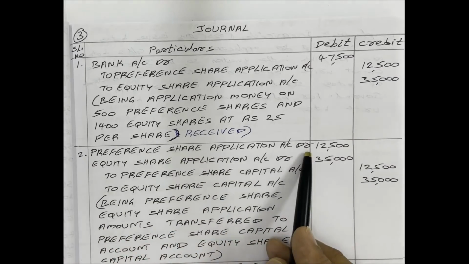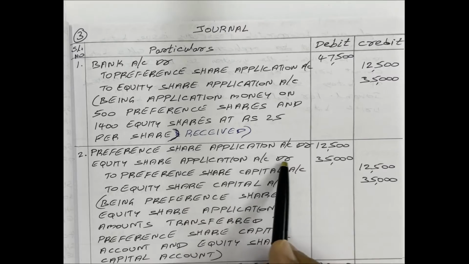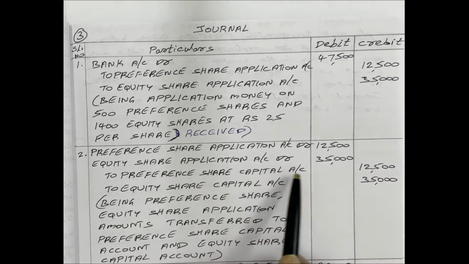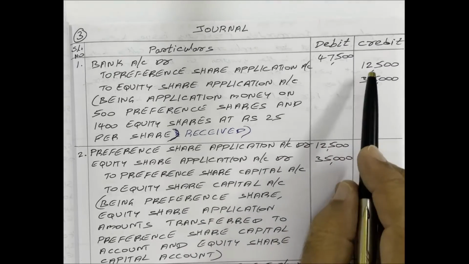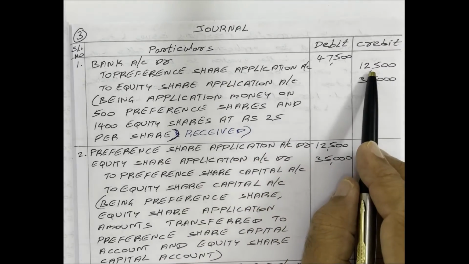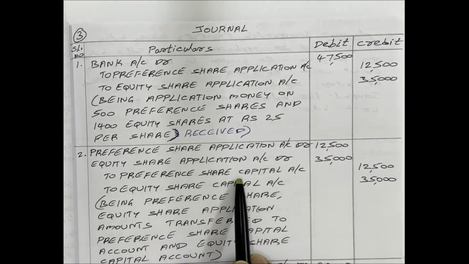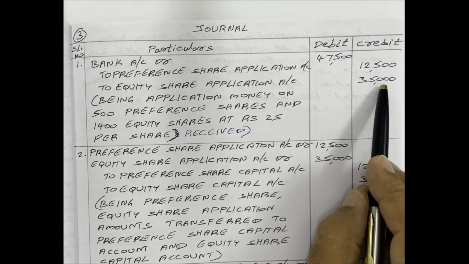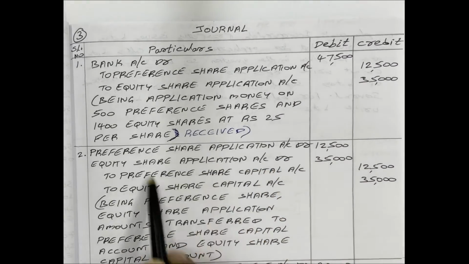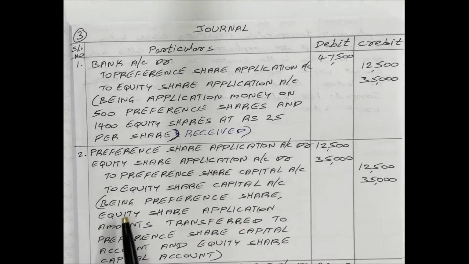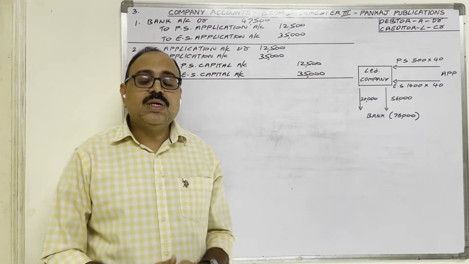Preference share application account debit, equity share application account debit, to preference share capital account, to equity share capital account. So what we are doing here: this preference share application amount we are transferring to preference share capital account, and this amount 35,000 equity share application amount we are transferring to equity share capital account. For that we are writing this entry. In narration mention that being preference share, equity share application amounts transferred to preference share capital account and equity share capital account.